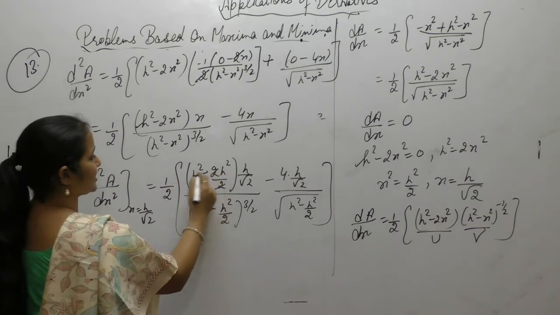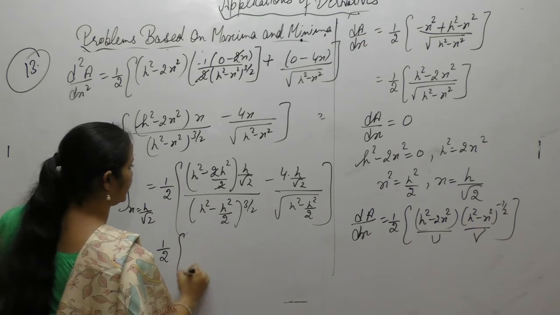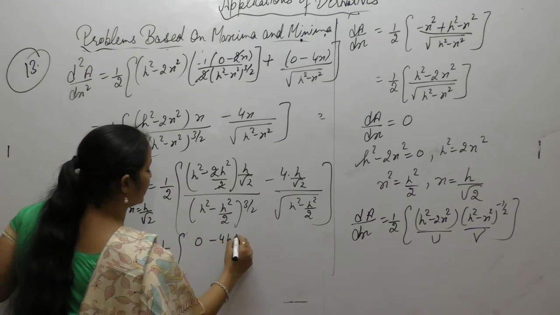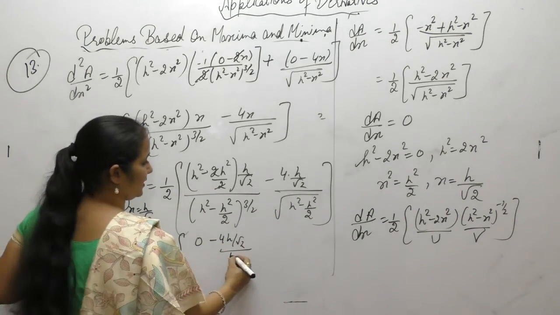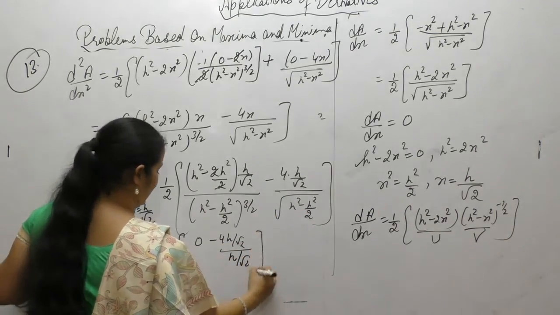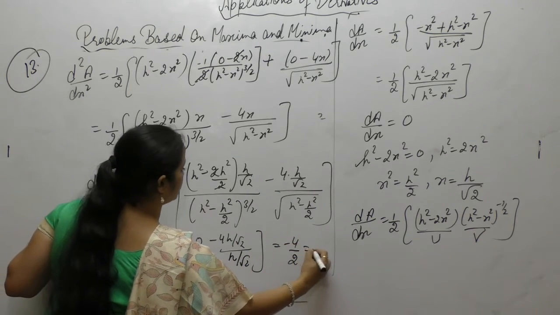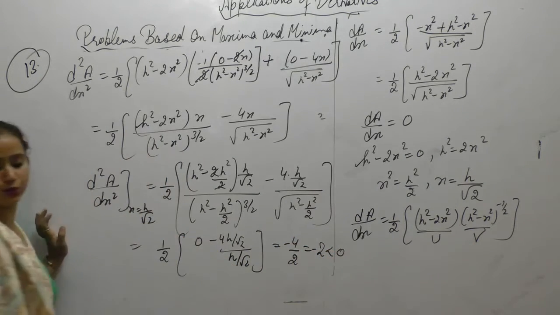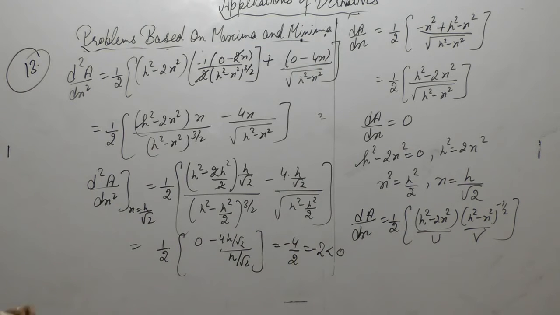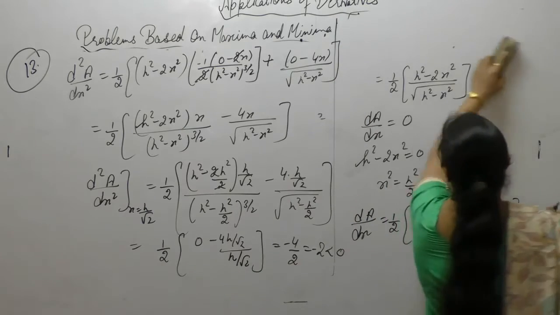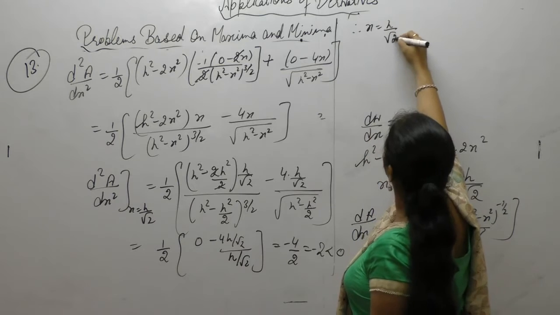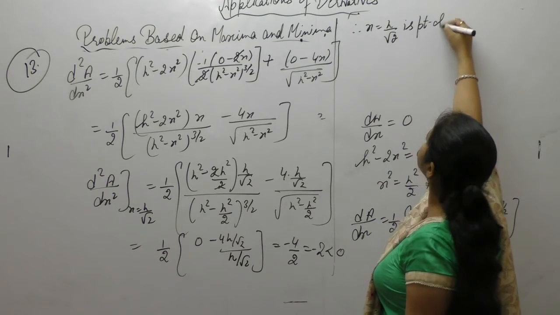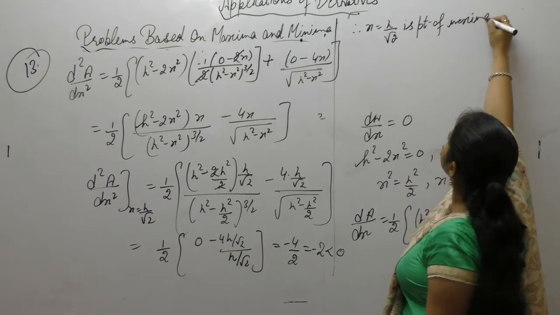So what we get? h square minus h square, this term is 0. Minus 4 h upon root 2, upon 2h square minus h square, h square root 2. So we get minus 4 upon 2, that is minus 2, less than 0. Therefore, x equals h upon root 2 is a point of maxima. The second derivative is less than 0.